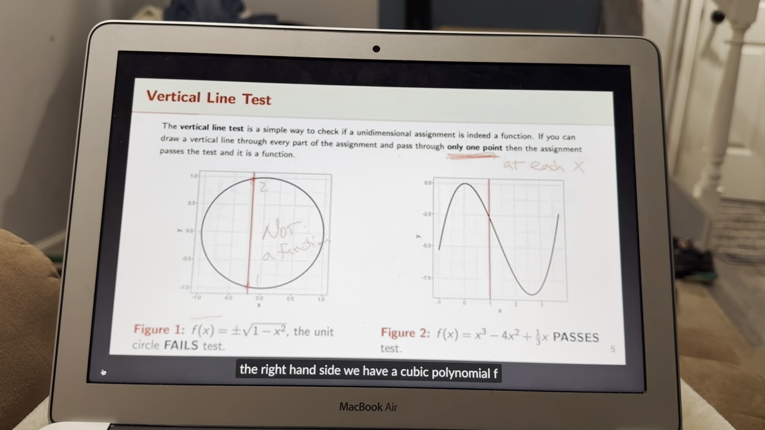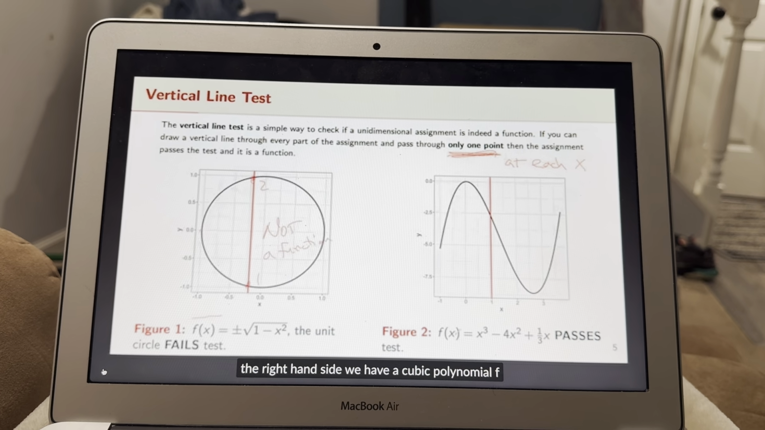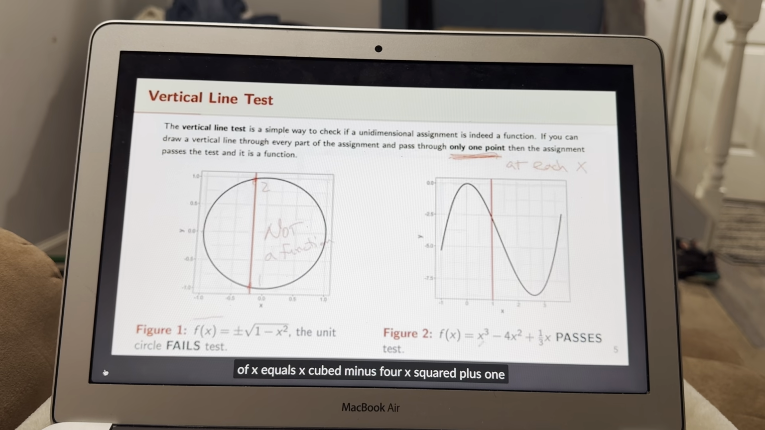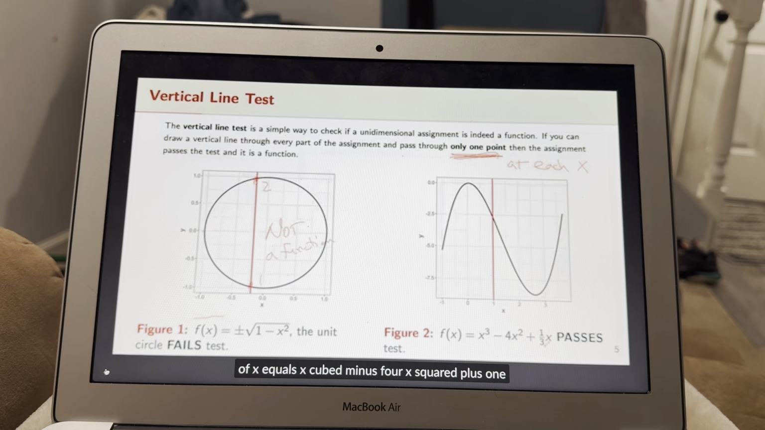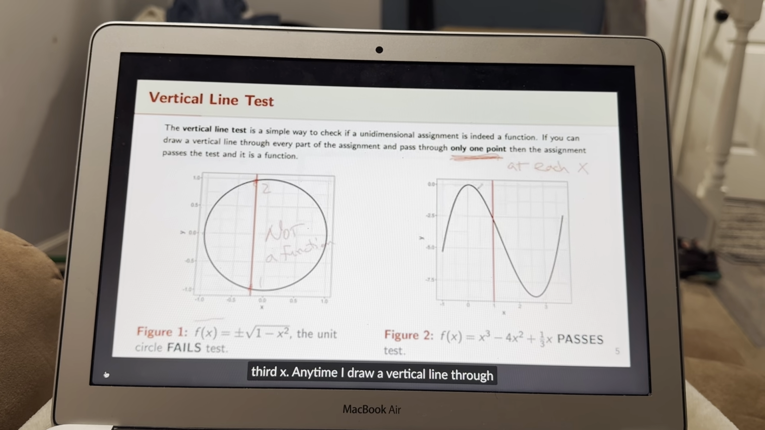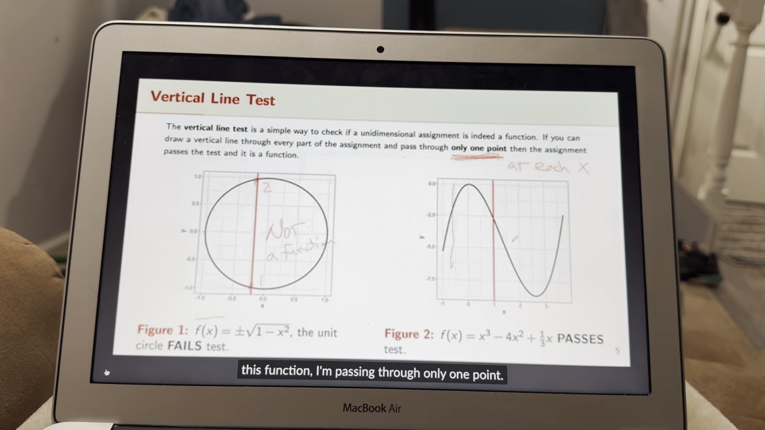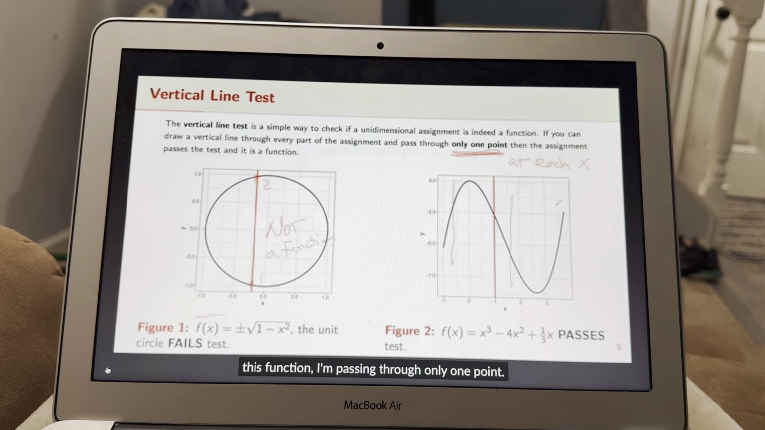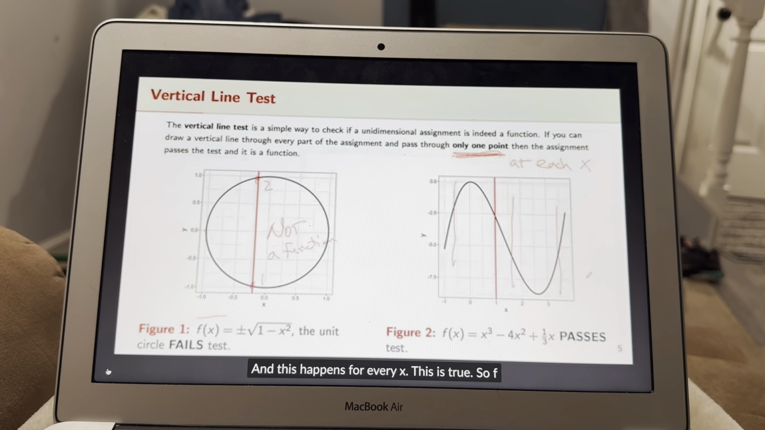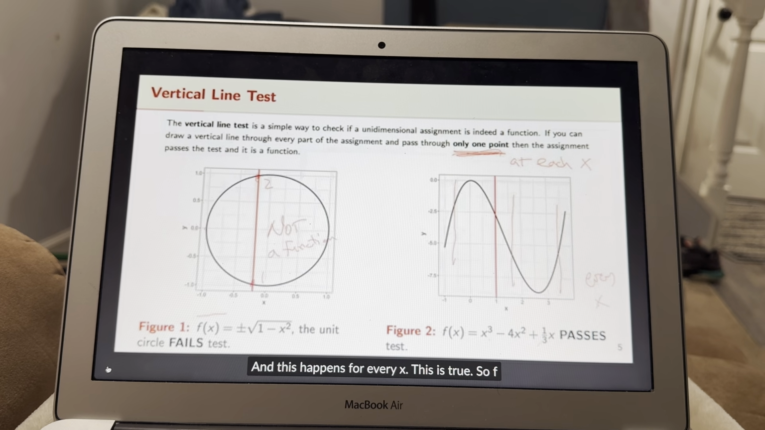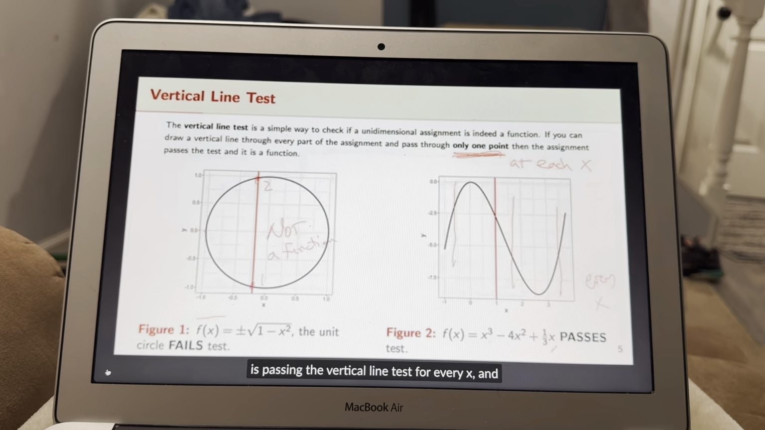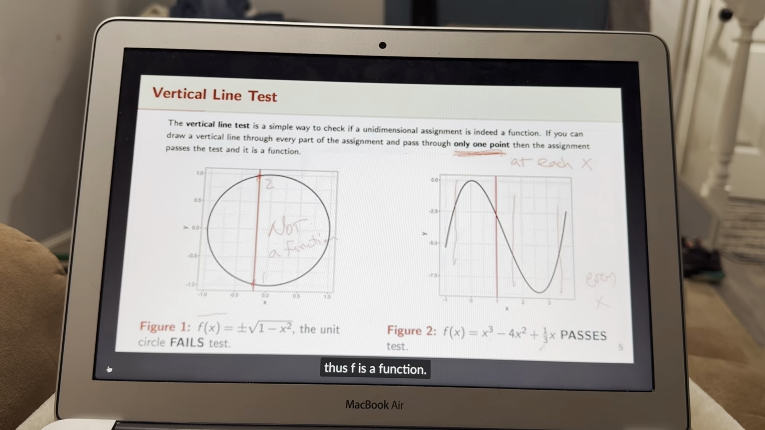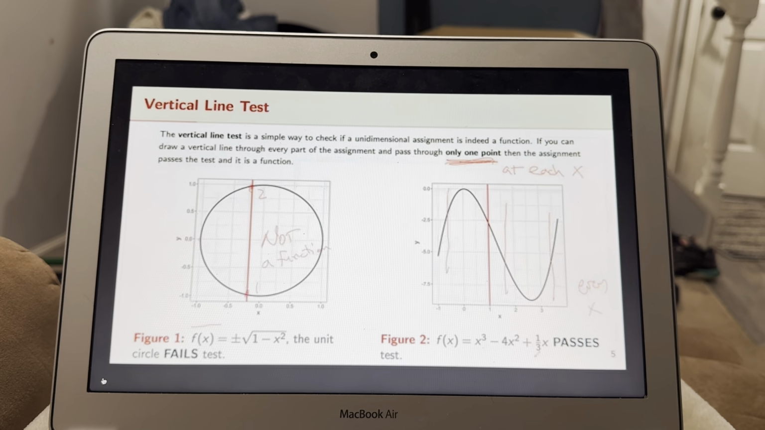However, over here on the right-hand side, we have a cubic polynomial. f of x equals x cubed minus 4x squared plus 1/3 x. Anytime I draw a vertical line through this function, I'm passing through only 1 point. And this happens for every x. This is true. So f is passing the vertical line test for every x, and thus f is a function.